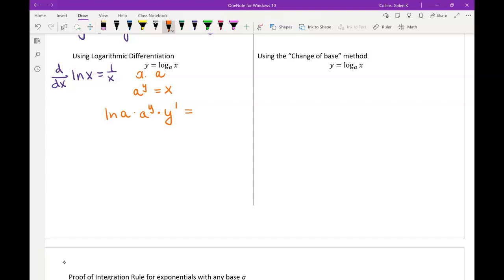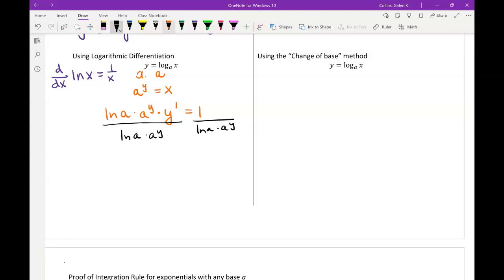But on the right-hand side, the derivative of x with respect to x is just 1. So now if I want to solve this for y prime, I could divide both sides of this equation by the natural log of a times a to the power of y.